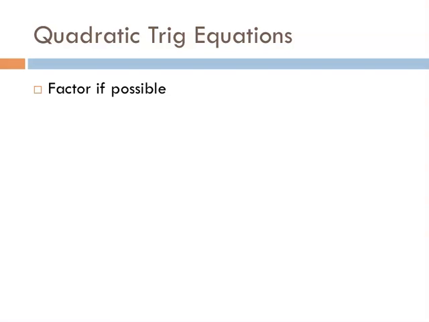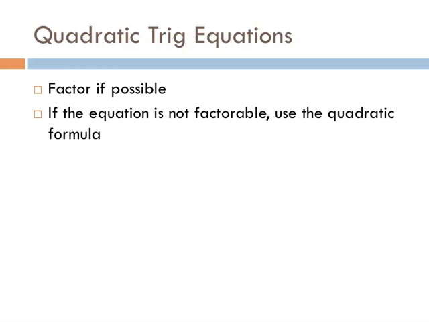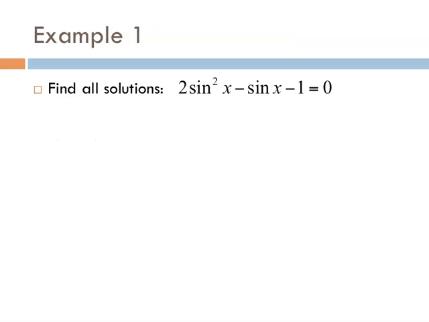With quadratic trig equations, you want to factor if possible, like we were doing before. But if factoring is not possible, then you are going to have to use the quadratic formula, just like you would with any other type of quadratic equation. So always check to see if you can factor, and if not, use the quadratic formula. So let's do some examples with quadratic trig equations.